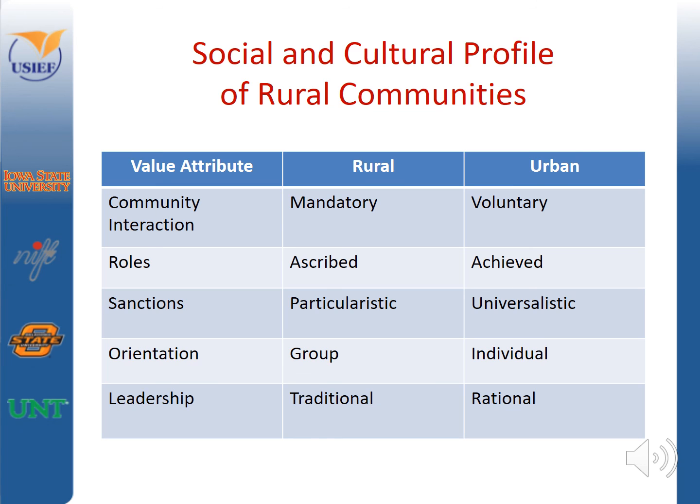On this slide, you can review the social and cultural profiles of rural communities in contrast with that of urban communities. In rural communities, community interaction is often mandatory and a part of day-to-day life. It leads to the social capital we were just discussing. The orientation of the community is towards the group, rather than towards the individual or one's own self. The roles within the community are typically ascribed or assigned, while leadership is traditional and sanctions are very particular to given situations. This is different than in urban communities, where interactions are voluntary, individuals are independent, roles are achieved, sanctions are universal, and leadership is rational rather than traditional.